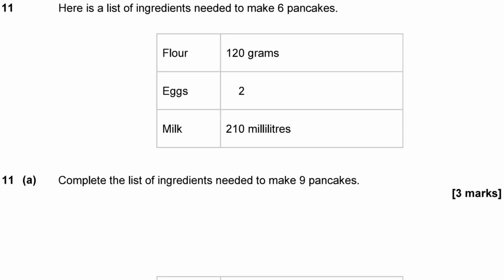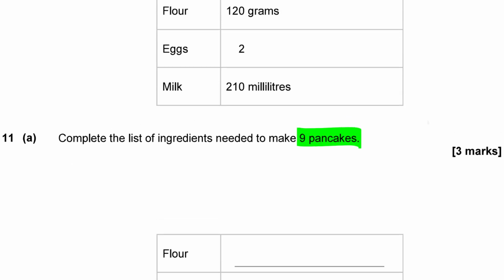Question 11. Here's a list of ingredients to make 6 pancakes. You need 120 grams of flour, 2 eggs, and 210 milliliters of milk. Complete the list of ingredients needed to make 9 pancakes. So in order to move from our 6 pancakes to our 9 pancakes, we use what's called the unitary method. So we work out how much we need for 1 pancake first. So we take our ingredients for 6 and divide everything by 6, and then we can times it by 9 to work out how much we need for 9.